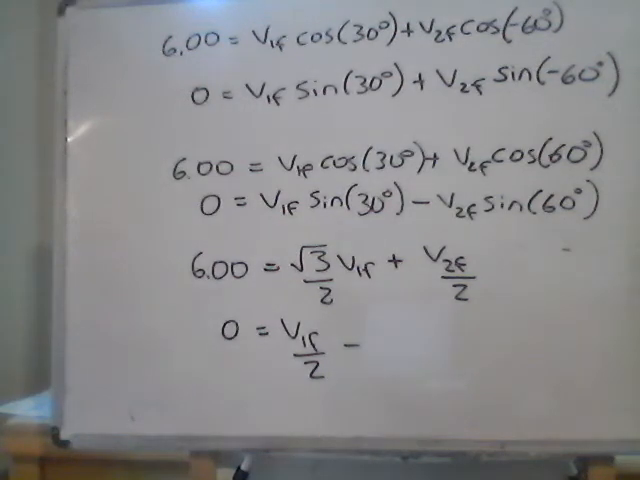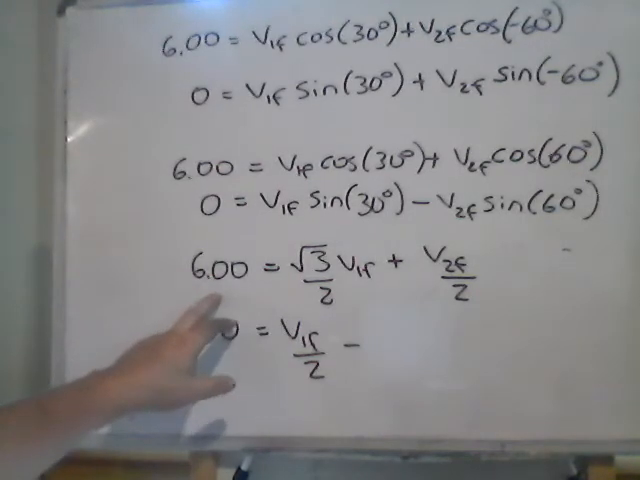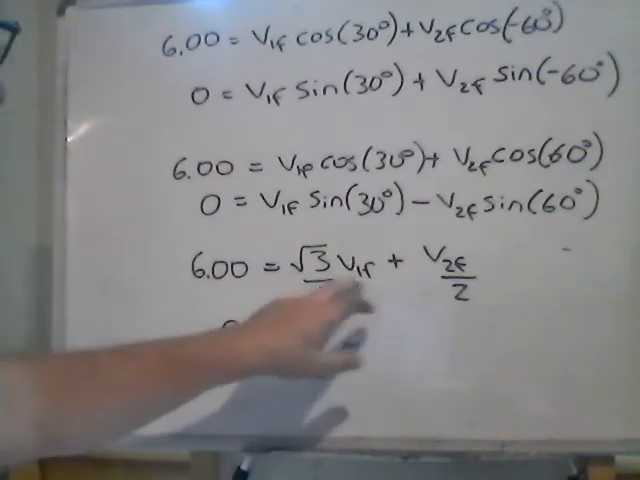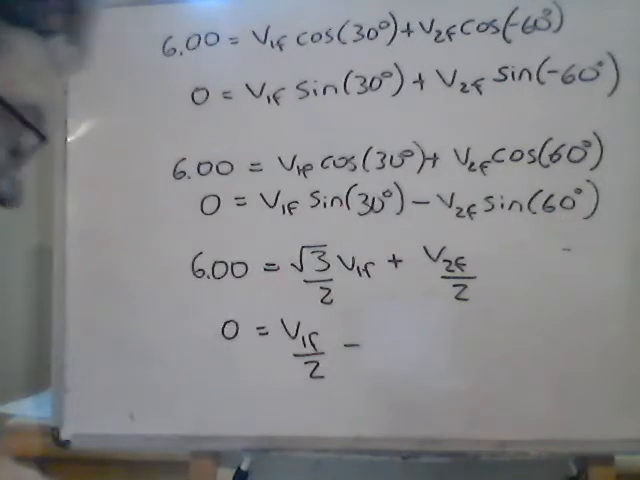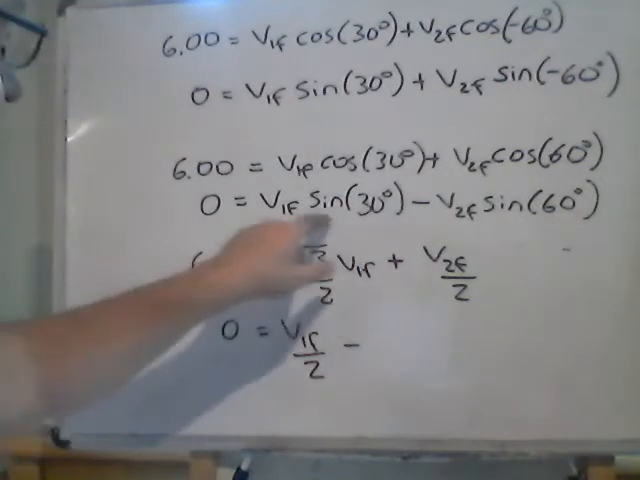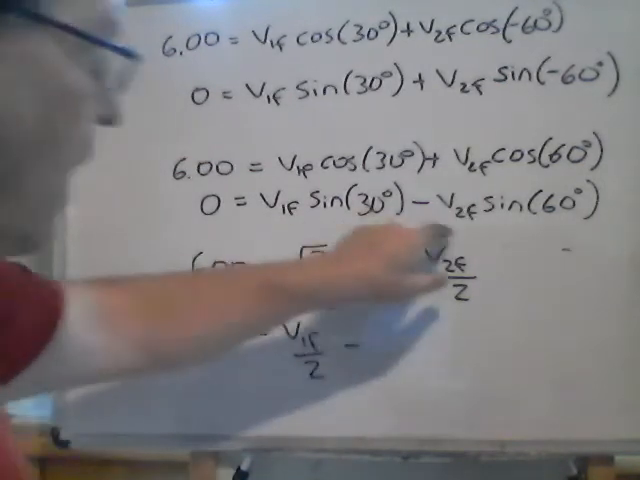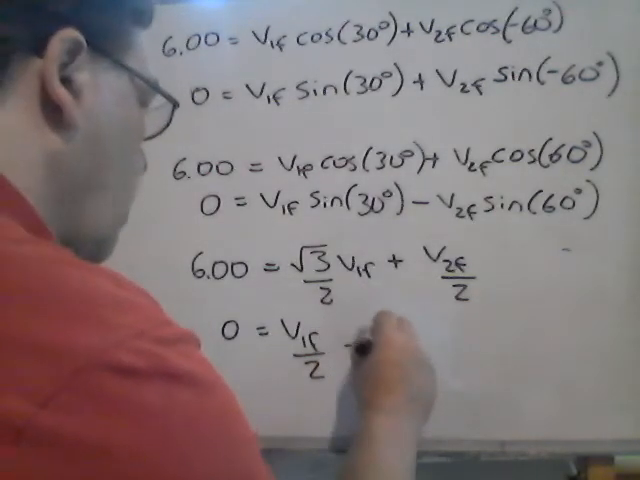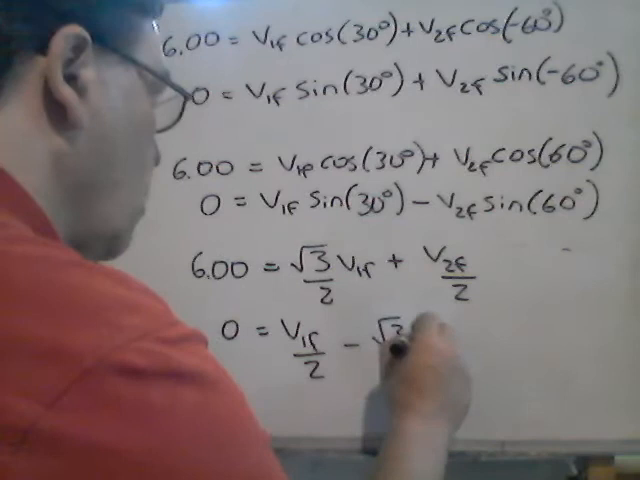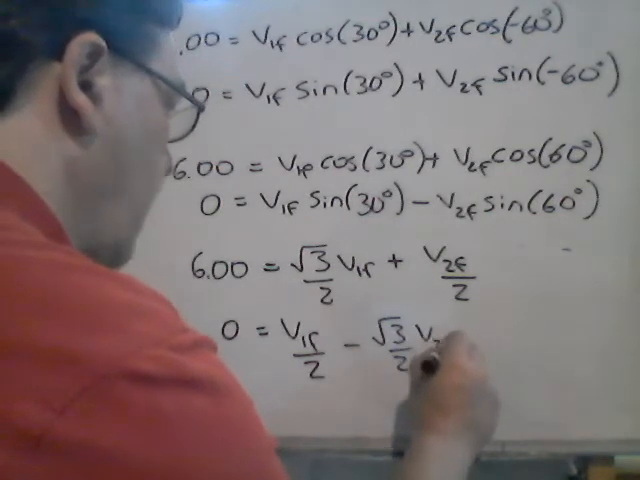All right, starting video number 2 here. It's going to be very small. So again, looking at simplifying things, 6.00 equals square root of 3 over 2 times v1f plus v2f cosine 60, which is a half. Here I have 0 as v1f, sine of 30 is a half, minus, and now the sine of 60 is the square root of 3 over 2. So they flip-flop. So square root of 3 over 2 times v2f.